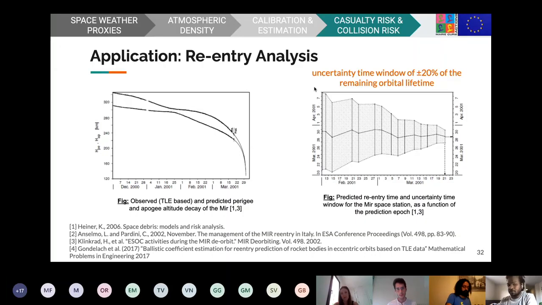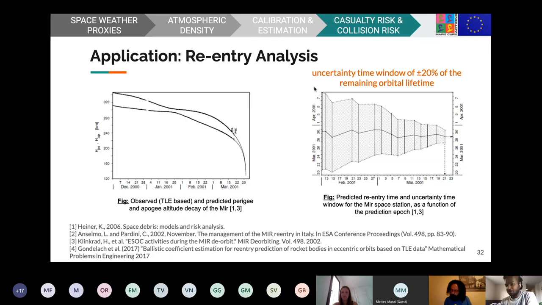In the traditional re-entry predictions, they assume a uniform uncertainty of 20% of remaining orbital lifetime for uncertainty in re-entry time. Now, this 20% is to account for all the uncertainties in the atmosphere, ballistic coefficient, and all the other factors. The pipeline that we are proposing will change or give a reference to this 20% value, and we are expecting that we improve these predictions, and it will be subsequently useful for calculating casualty risk or other ground-based parameters.